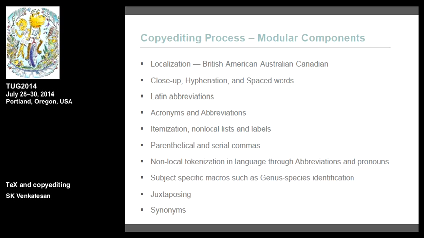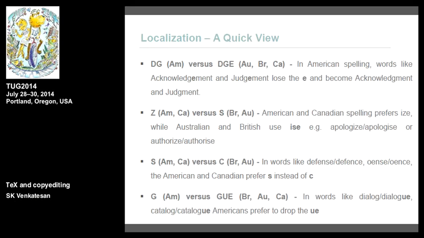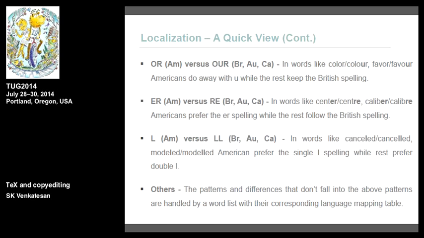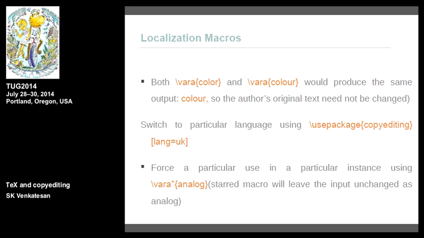So this copyediting module has lots of little modules: localization, hyphenation, and Latin abbreviations and acronyms. Localization involves American and British English, so you have variations like Z versus S, S versus C. So what we do is we basically have macros. Wherever we get these words, we put these macros in. For example, where we have the variation macro, it marks the variation, and we just use it that way.